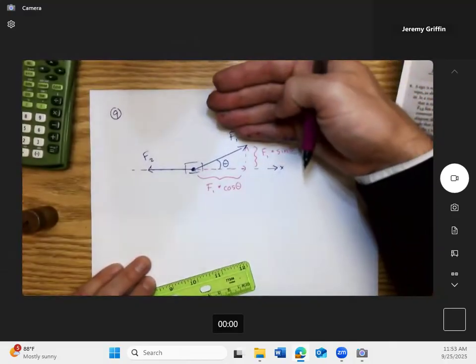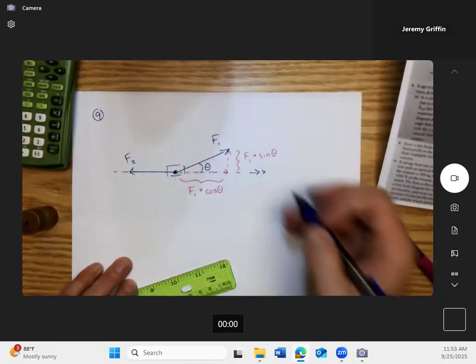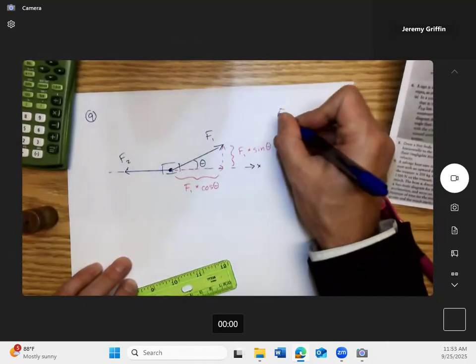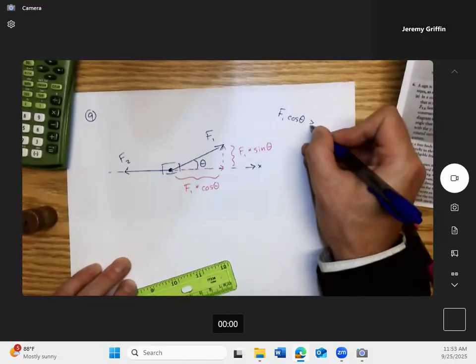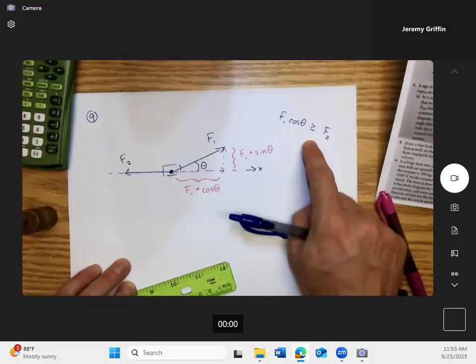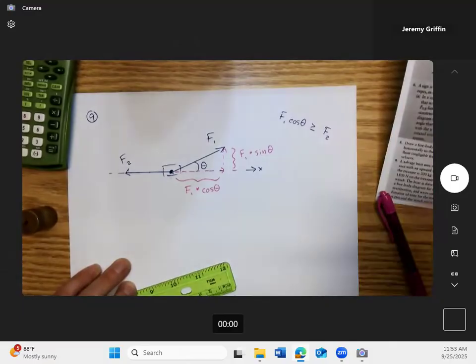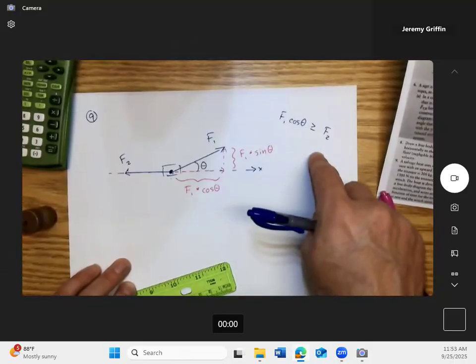If you're just focused on the x-axis and there's no other forces going on, and I think you're almost looking at the answer. Isn't it true that F1 cosine theta has to be at least as big as F2, like that? It could be equal for constant velocity to the right, or if it's greater, it would be accelerating to the right. Okay? I think that's what they're looking for.